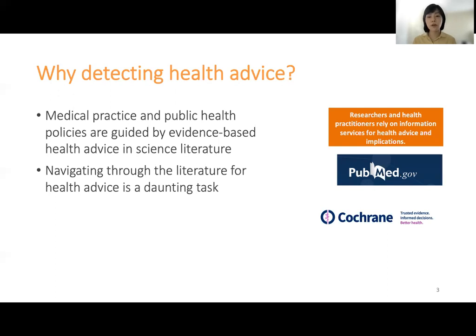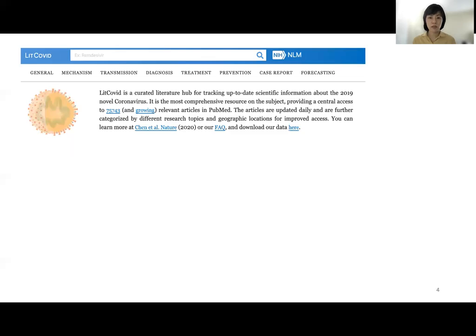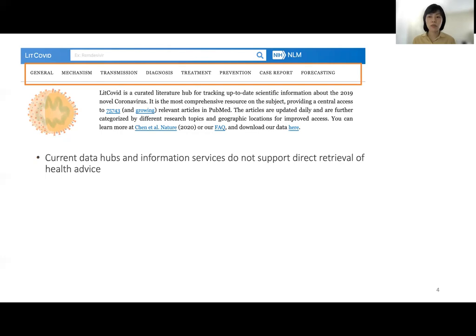For example, during COVID-19, we have also observed a big explosion of research papers about this disease. The strong need for understanding the fast-growing scientific evidence prompted specialized data hubs and search platforms such as LitCovid by NIH. This platform organizes research papers by topics like transmission, diagnosis, and treatment. Currently, it does not provide the relevant function to support direct retrieval of health advice.